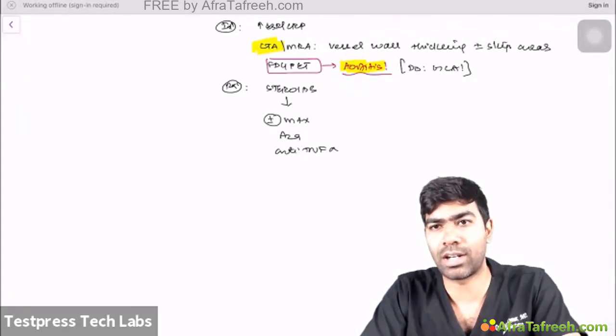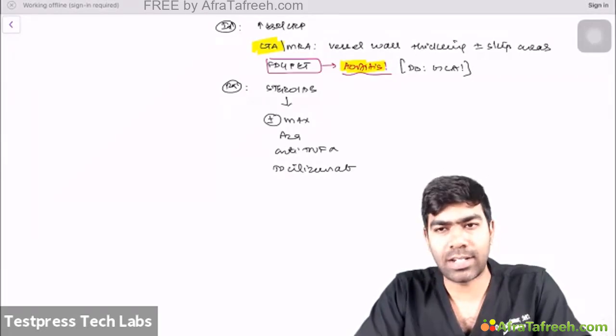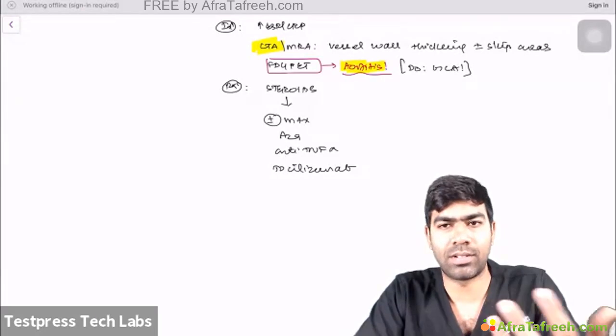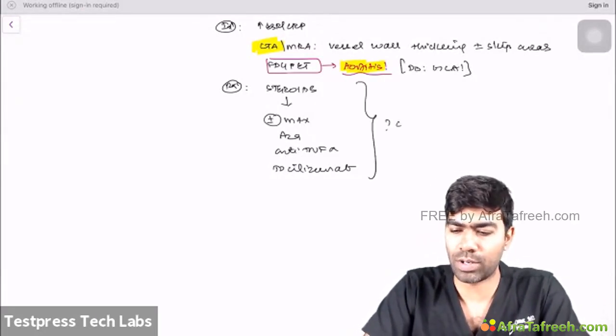So like giant cell arteritis, tocilizumab. So it is just an extrapolation of all the things that we have used in giant cell arteritis. It's just extrapolating here. But remember, evidence is very poor.